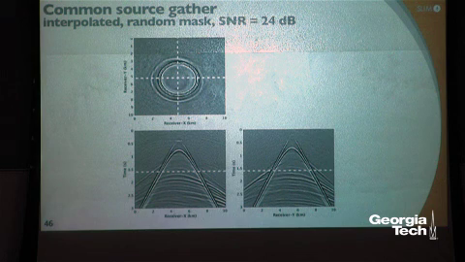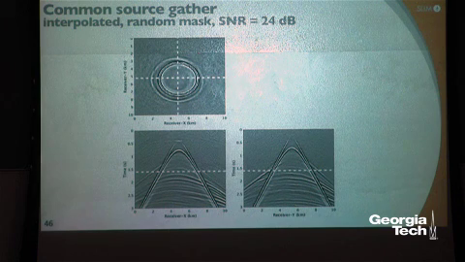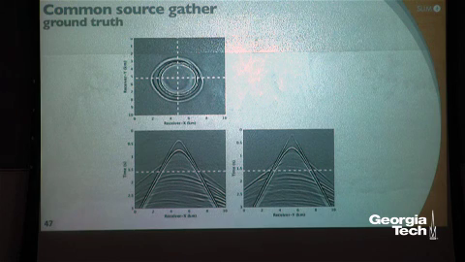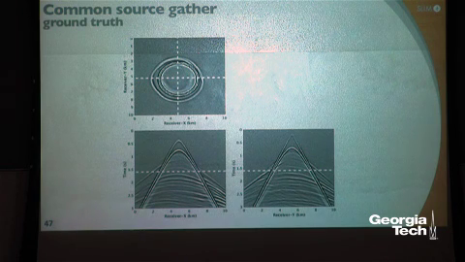This is much lower than typically people can attain with compressive sensing when you work with transforms. And this is what the true thing is. So yeah, it's certainly not perfect, but at least we're getting there.